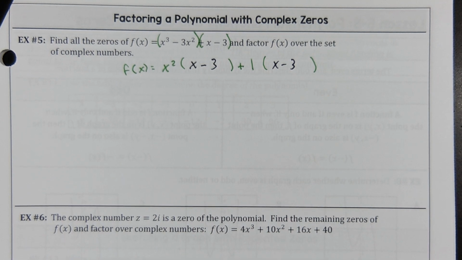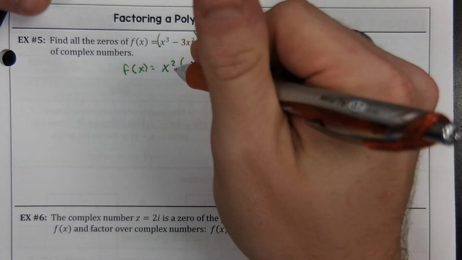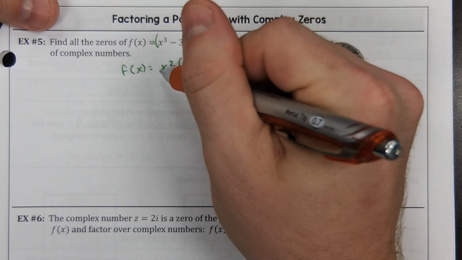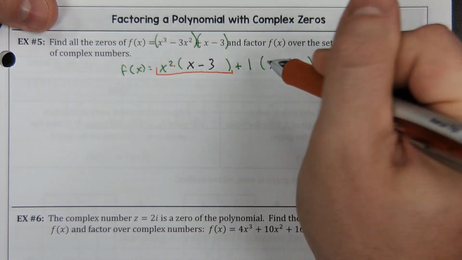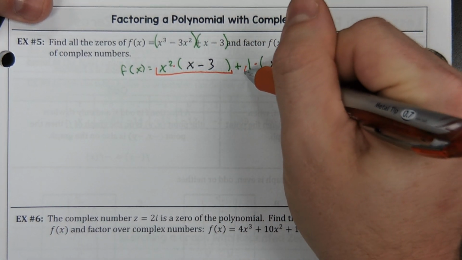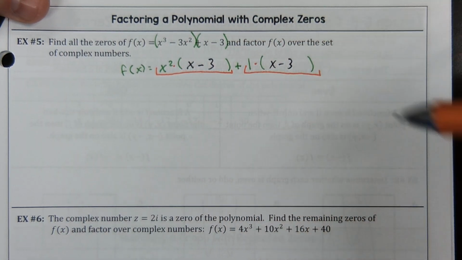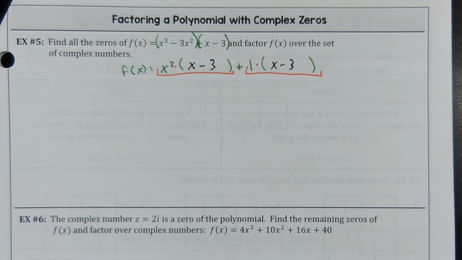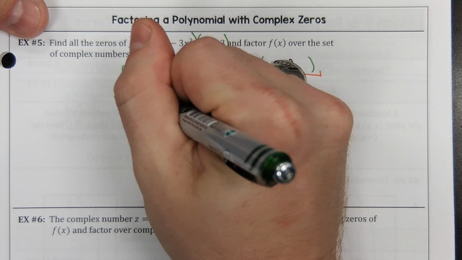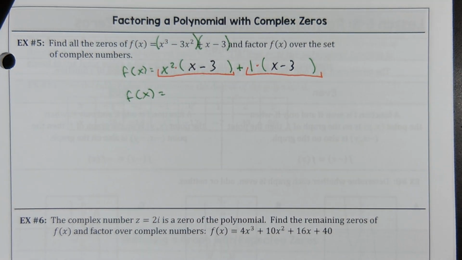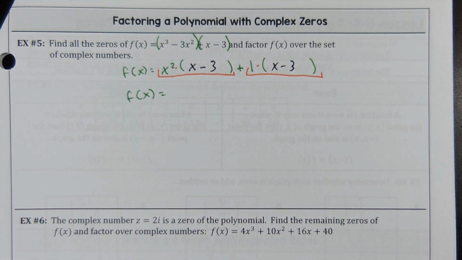Grouping. Treat this, because it is held together with multiplication, as one big object. Treat this, because it is held together with multiplication, as another big object. And then ask yourself, the things that I underlined in orange, what do they have in common? Because that is the new GCF. Hopefully it's obvious. They both have x minus 3 in parentheses.